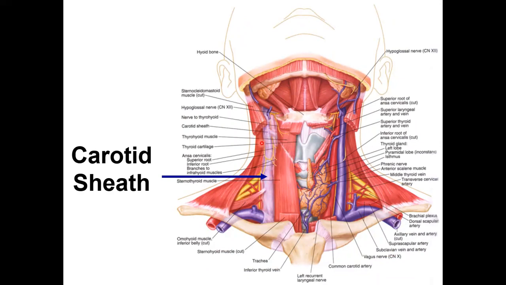You can see here your ansa cervicalis, which takes nerve fibers from C1, C2, and C3. C1 provides the superior root fibers. C2 and C3 provides the inferior root fibers. You can see the different branches going to innervate the muscles.